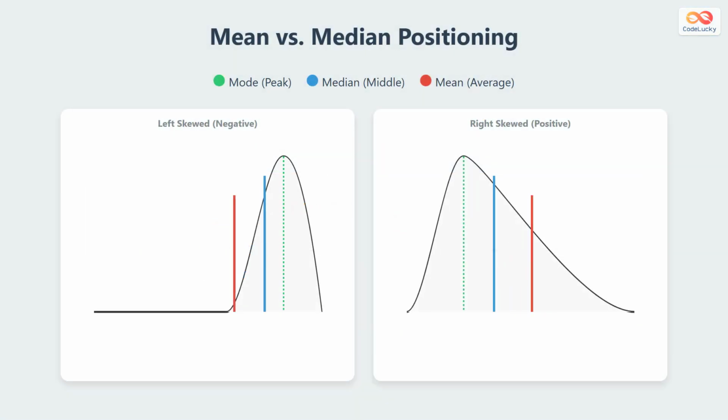Here is what that looks like visually. On the left, a negative skew pulls the mean to the left. On the right, a positive skew pulls the mean to the right. Notice how the median, represented by the blue line, stays closer to the peak, or the mode. This resistance to being pulled is why the median is called a robust statistic.